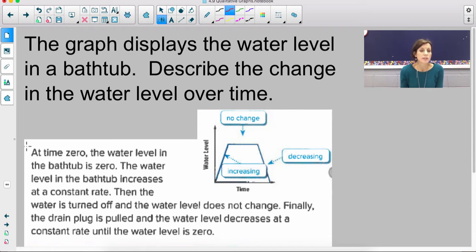The response was, at time 0, so when the bath started, the water in the bathtub is 0. It's empty. Okay, the water level of the bath increased. Then you got in the bath. The water was turned off. The water level did not change, so there was no change in the water level. Finally, you pull the drain when you get out of the bath, and the water level decreases as the water exits the bathtub at a constant rate until the water level is 0.